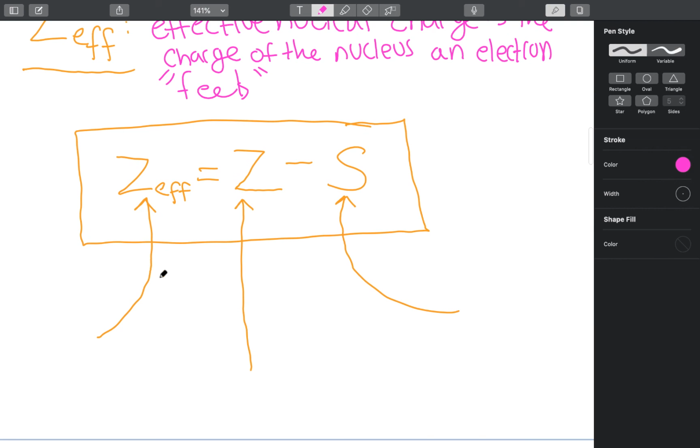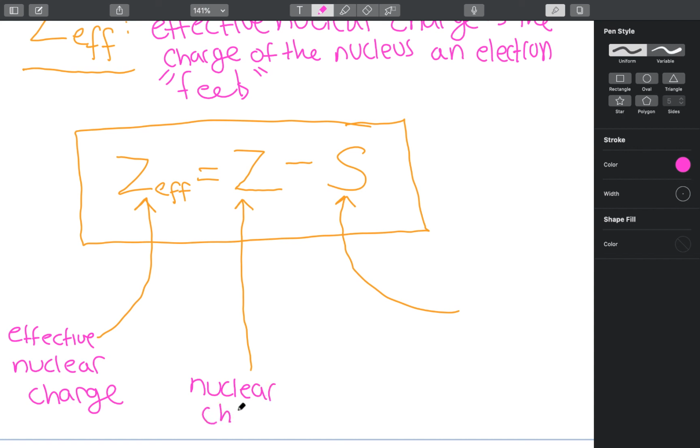So what do all these things mean? Z effective is, of course, the effective nuclear charge. Z is the nuclear charge. So this is the actual nuclear charge. And note that Z is just equal to the atomic number, so the number of protons in your particular nucleus. And S is the screening constant.